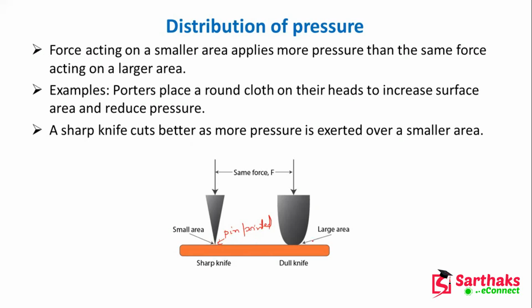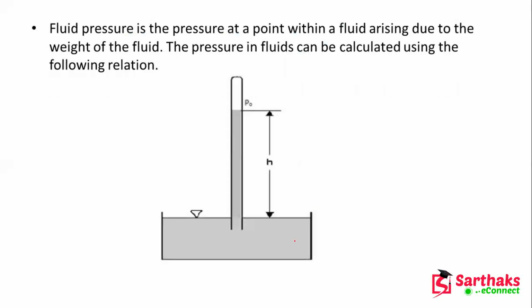Now, porters place a round cloth on their heads to increase the surface area and reduce the pressure. Sometimes in railway stations you call a coolie, right? Coolie, come and take my luggage. At that time also you can see they keep one round cloth on their heads. Then they place your heavy suitcase or heavy luggage, right? They do this to reduce the pressure.